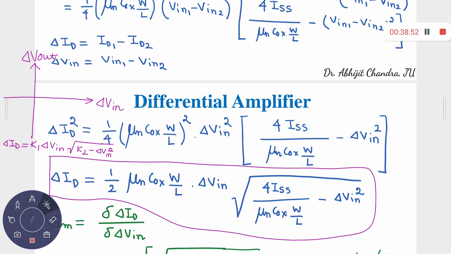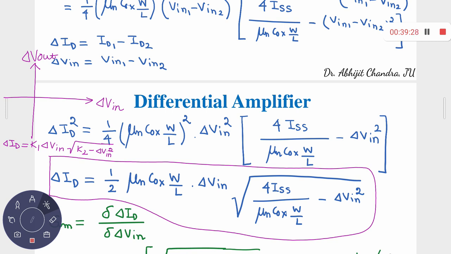Delta ID is some constant K1 delta V multiplied with square root of K2 minus delta V square. If you just observe the square root of K2 minus delta V square in isolation, then it seems that as delta V increases, this factor drops. So in one case you find that as delta V increases, delta ID increases. In the other case you find that as delta V increases, this delta ID drops. Then the question is, which one is going to dominate out of these two?